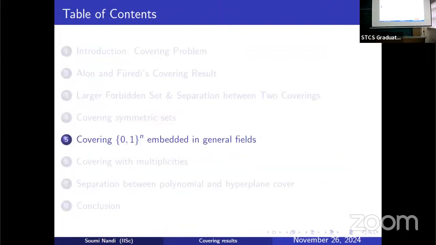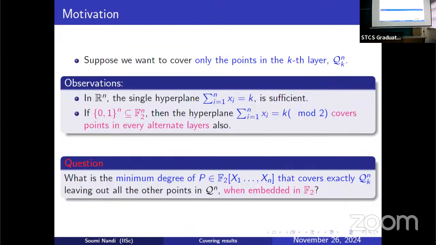Now, so far we have been considering the hypercube 0,1 to the power n embedded in R^n. Now we will show some results where we consider the hypercube to be embedded in some arbitrary field. So, before going to our result, let us see some motivation behind this.